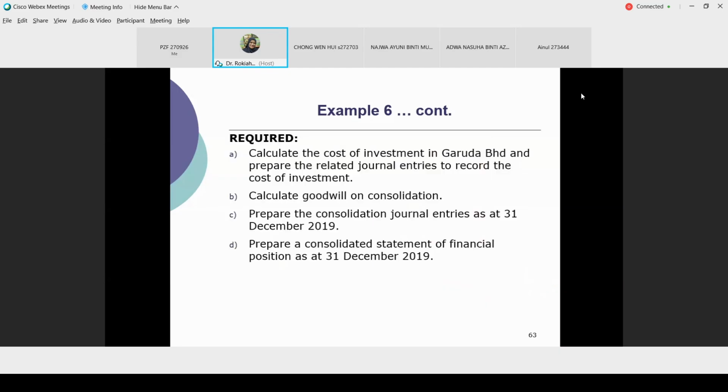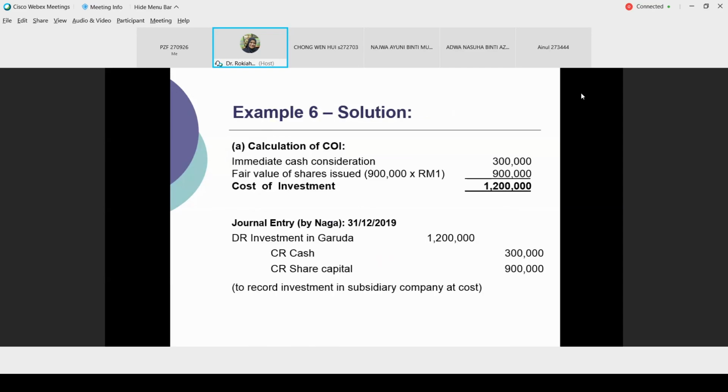The requirements here are to calculate the cost of investment, prepare the related journal entry, calculate goodwill, prepare the consolidation entry on 31st December 2019, and prepare the consolidated statement of financial position. First, calculate the COI. Actually, we already calculated it. The cash you paid is 300, the fair value of the shares is 900, so altogether we have 1.2 million. The parent has 80% of the shares.